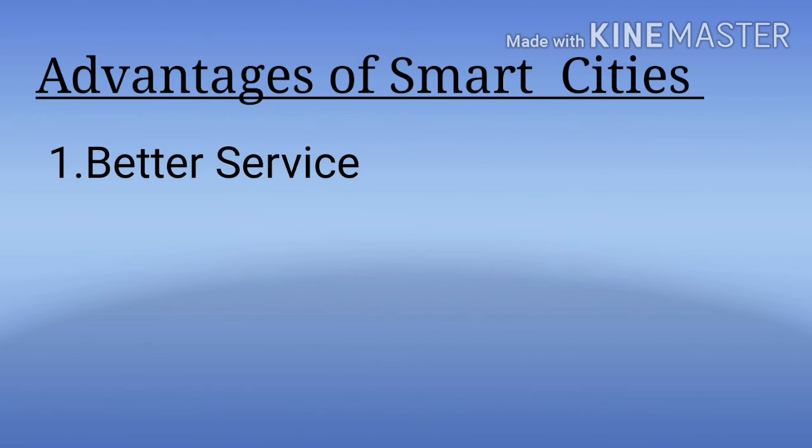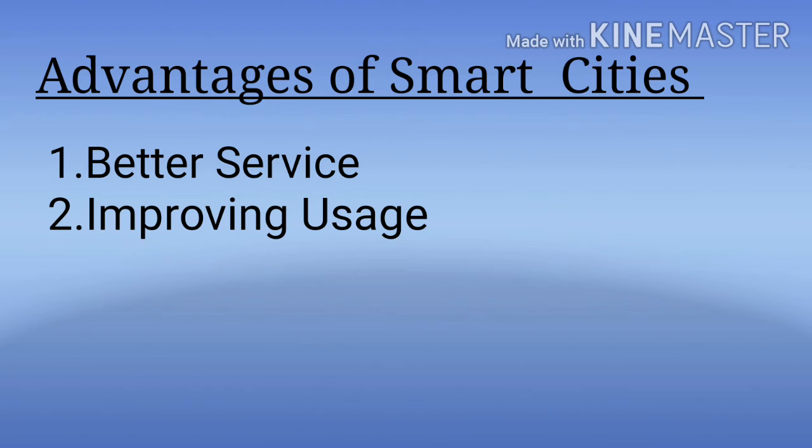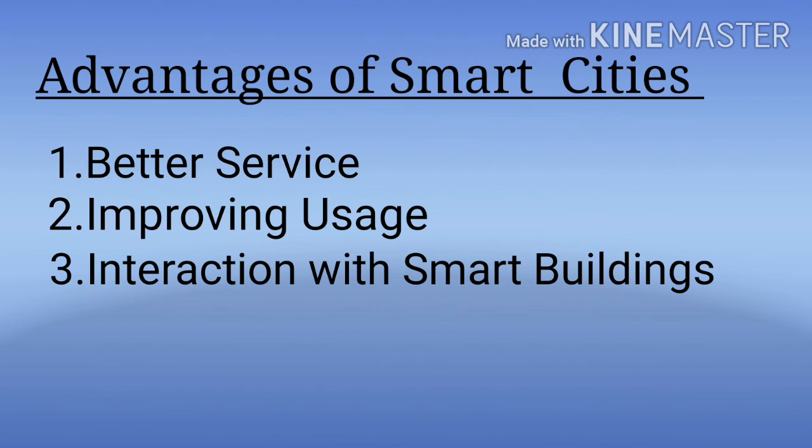That's it. Next, we can see the advantages of smart cities. The first one is better service. Smart cities means the cities which have smart buildings and use smart technology. So it provides us better service. For example, if I want to keep track of my maid who is in my home and what she is doing, I can do it from my office using a device or a single app. The next one is improving usage. Like I feel something is missing in an app, so I can give feedback to the company so that the company will try to modify the app. That is improving usage. And the next is interaction with smart building. Like I am giving feedback, anyone else from the society can also give feedback.